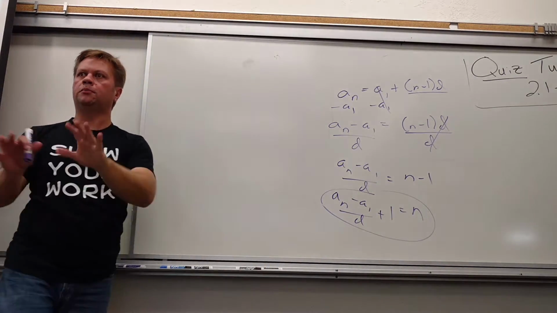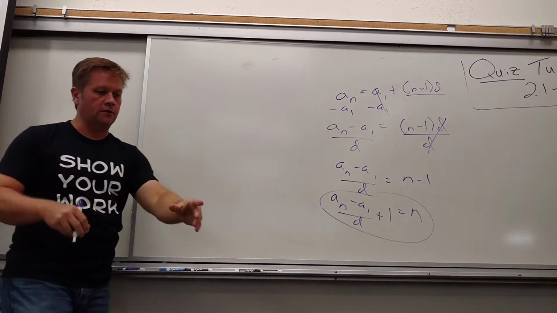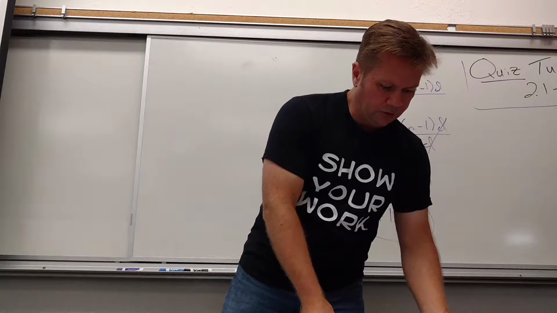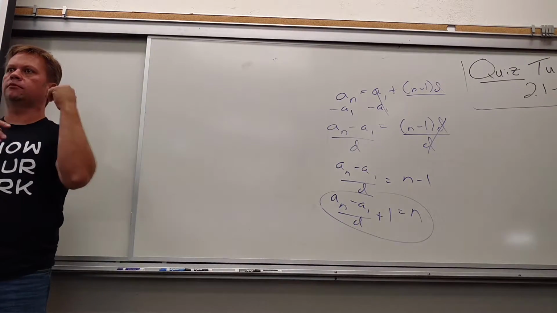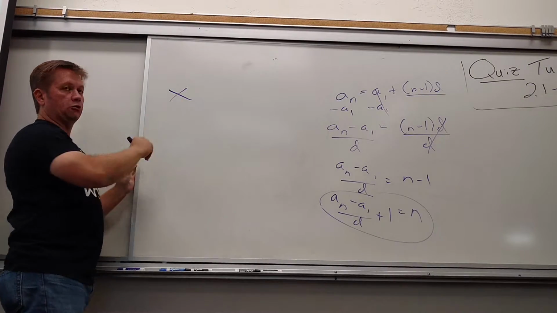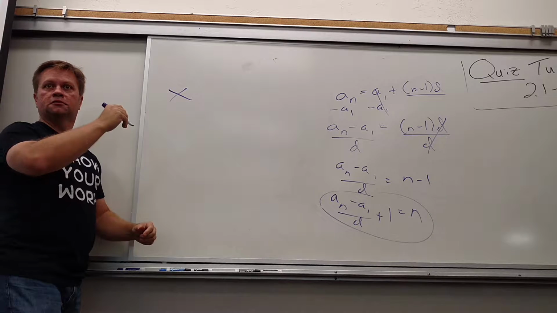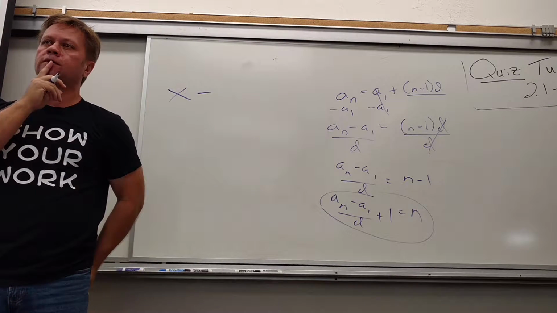So when a number, all right, so what can I write down? The problem says, when a number is decreased by 20% of itself, the result is 20. Okay, let's break that down. When a number, what do I write? X. I don't know what it is. When a number is decreased by, minus 20% of itself.